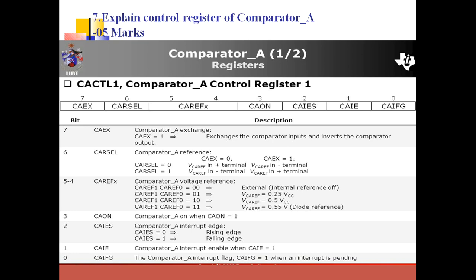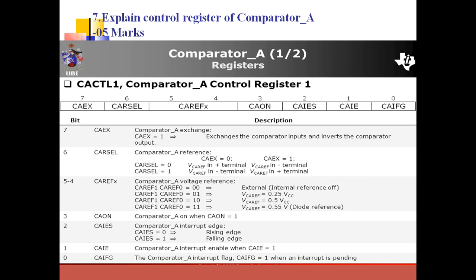Next, the 6th bit is CRSCL, that means comparator A reference selection bits. It's going to take different values. Depending on whether CAX is 0 or 1, the comparator selection is going to happen differently. For CAX equal to 0, VK reference is the positive terminal. For CAX equal to 1, VK reference is negative. Like this, it is going to change the voltage levels.